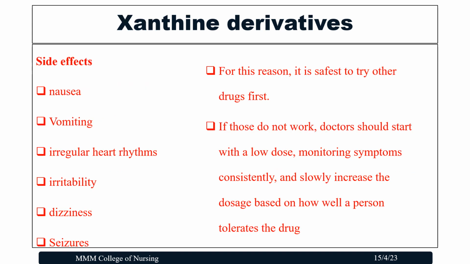The common side effects of xanthine derivatives include nausea, vomiting, irregular heart rhythms, irritability, dizziness, and seizures. For this reason, it is safer to try other drugs first. If all other drugs are not working for the patient, then we can go with xanthine derivatives. Doctors should start with a low dose, monitor the symptoms consistently, and slowly increase the dosage based on how well a person tolerates the drug.